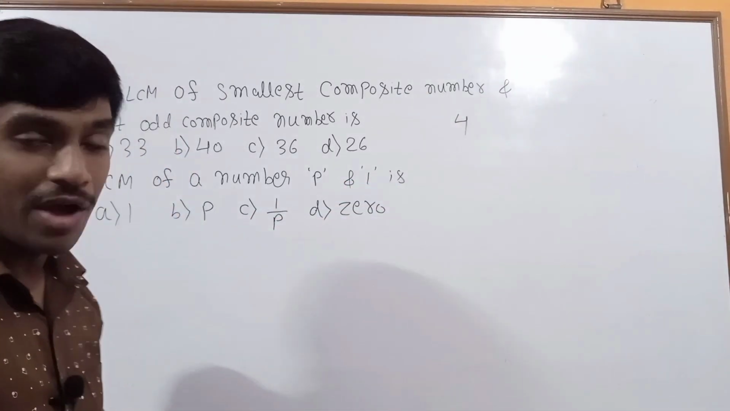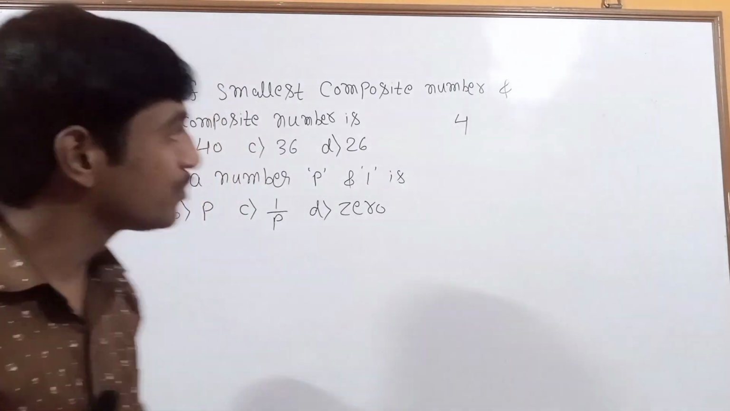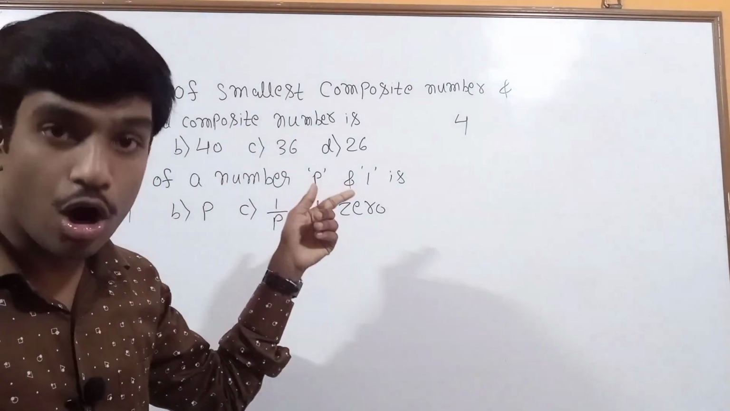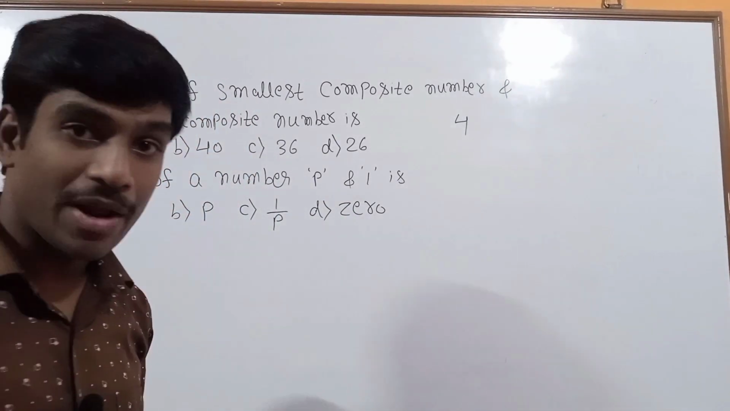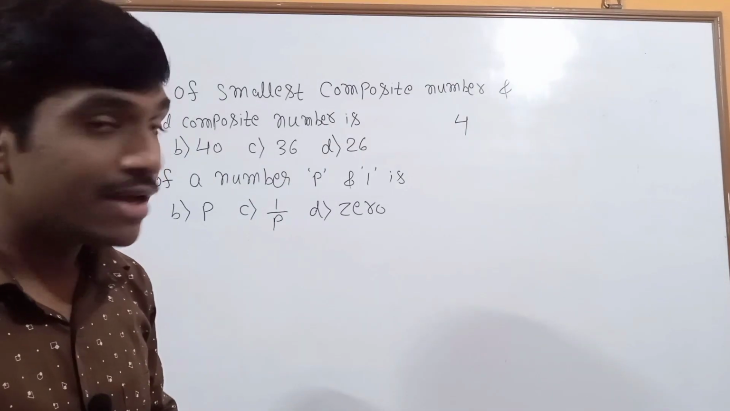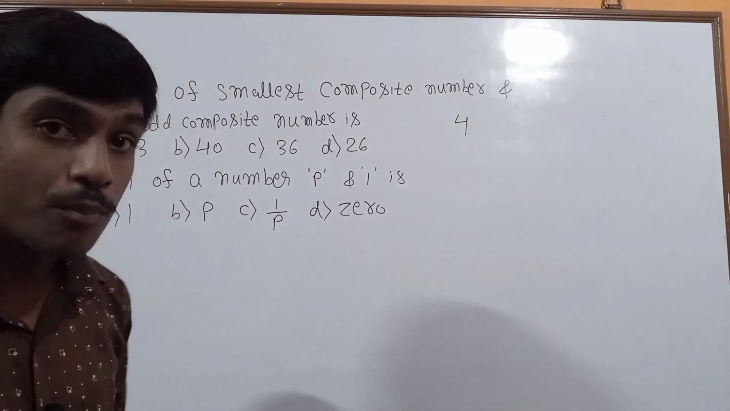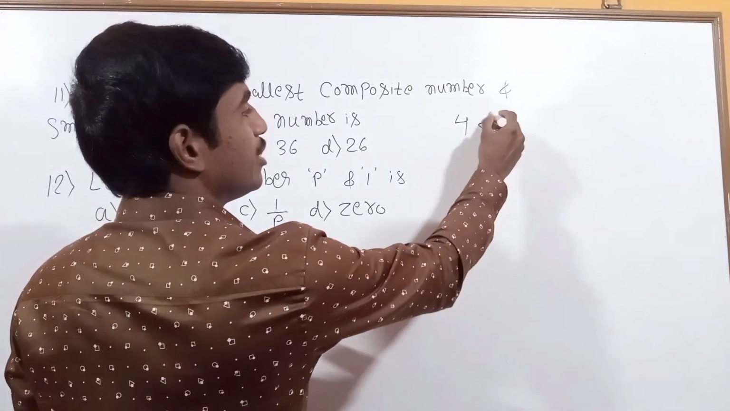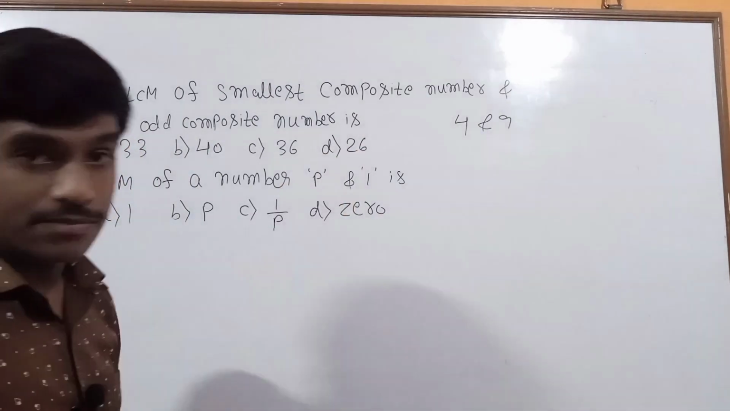Next is 5. 5 is a prime number, we all know. Next is 6. Sorry, 6 is a composite number, but 6 is not an odd number. Here they've asked for an odd composite number, so 6 is an even number. Next is 7, a prime number. Next, 8 is an even composite number. Next is 9. 9 is not a prime number, so 9 is a composite number, and an odd composite number. The smallest odd composite number is 9. You need to remember this.